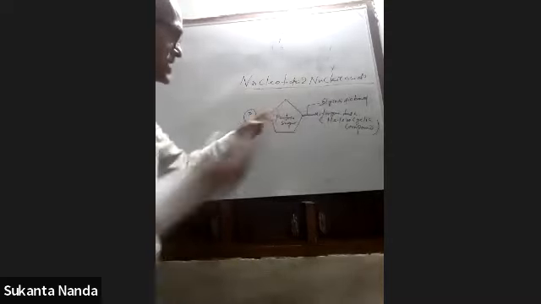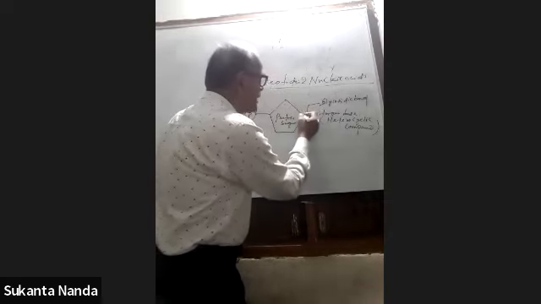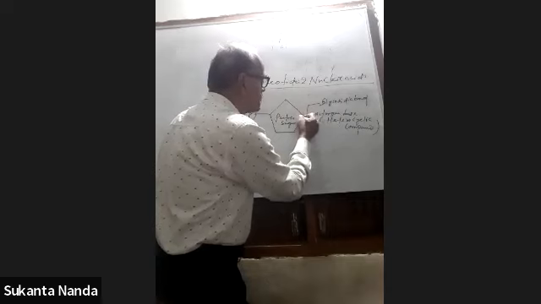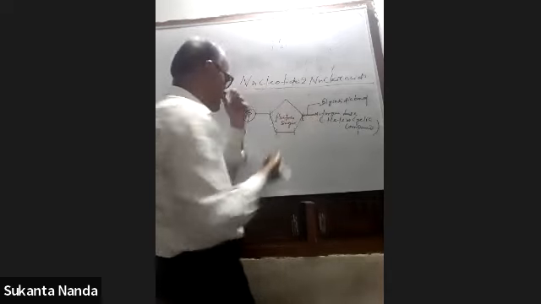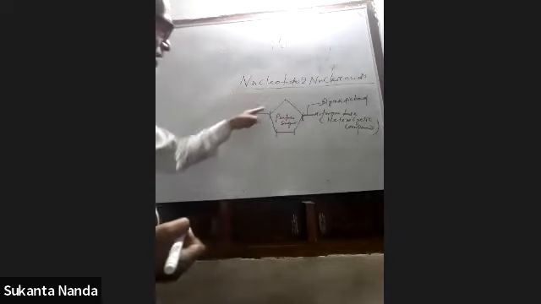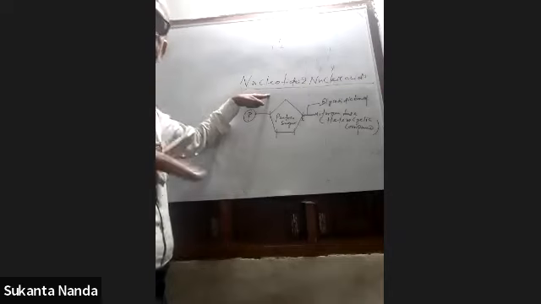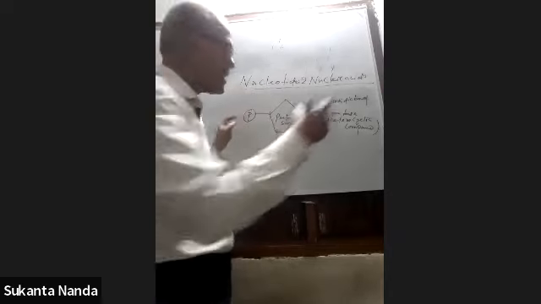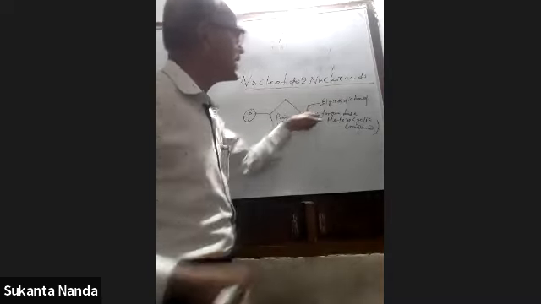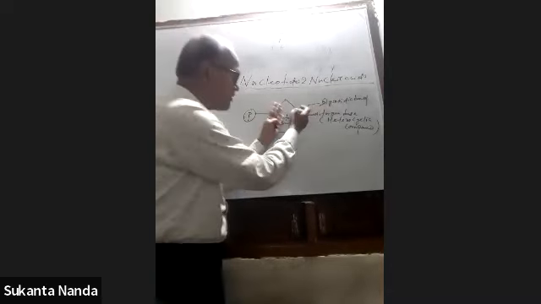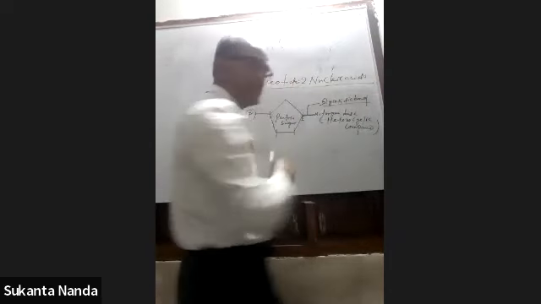That means this bond joins the sugar to the base. Here is a carbon, here is another carbon, here is another carbon, here is another carbon. Another carbon also you'll have to get here, CH2OH. I'll tell you gradually. Don't be hurried or panic. So you see that is the nitrogen base. The sugar is joined with the nitrogen base by means of a glycosidic bond.